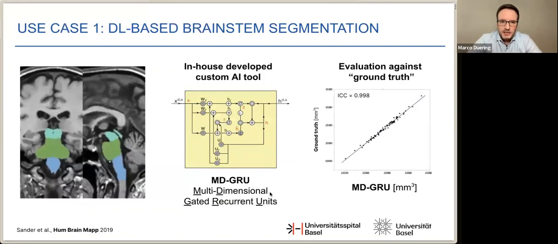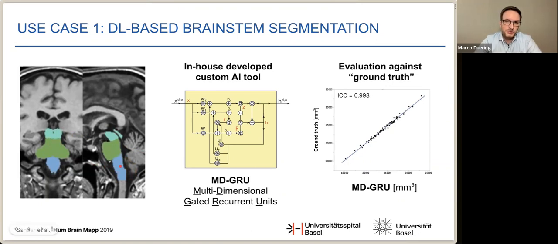So let's go directly into a use case and how a biomarker validation was performed for our deep learning-based brainstem segmentation. So you can see on the left an example. This is a segmentation algorithm that segments mesencephalon, pons, and medulla oblongata.